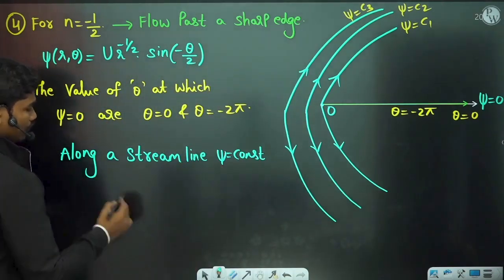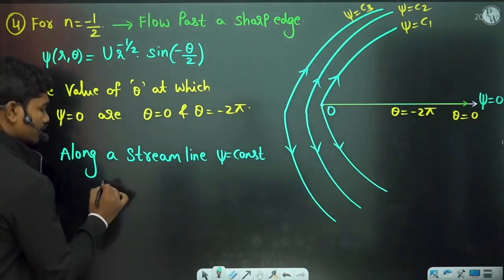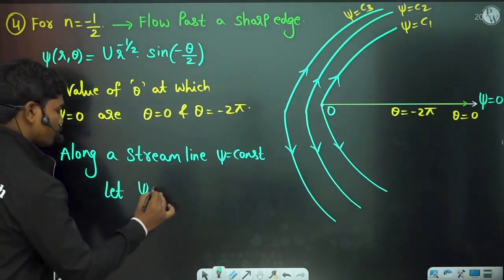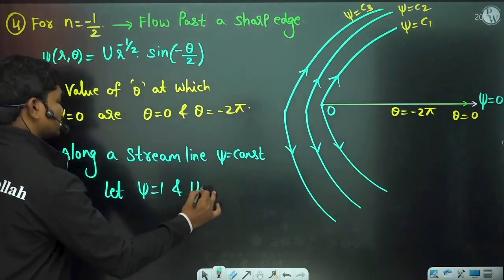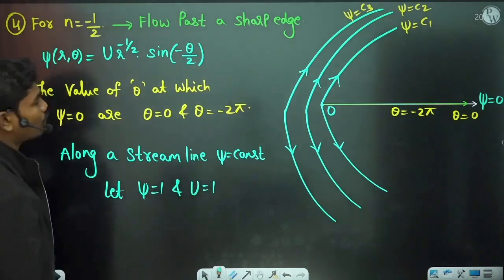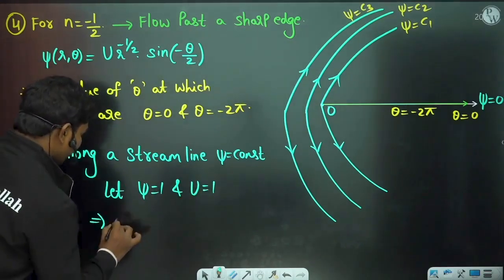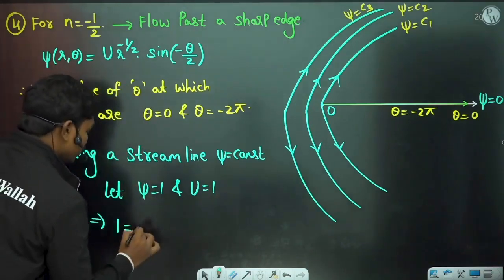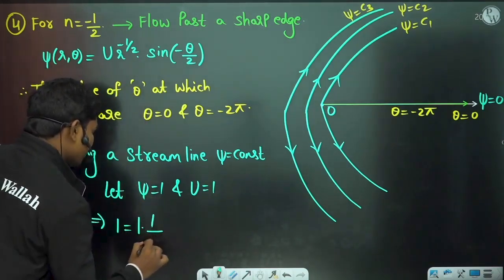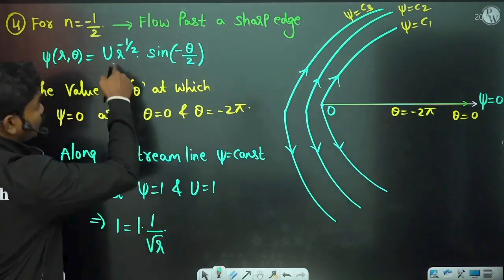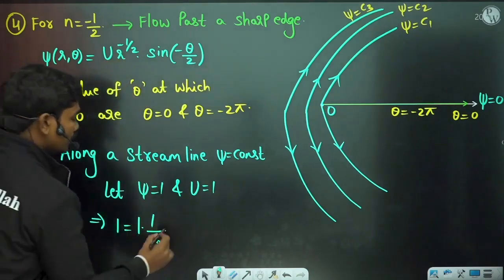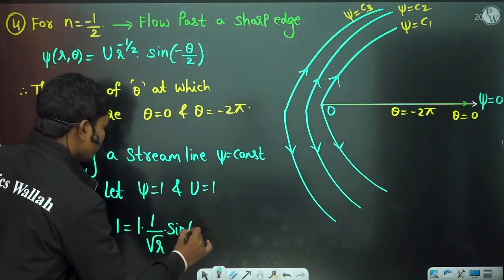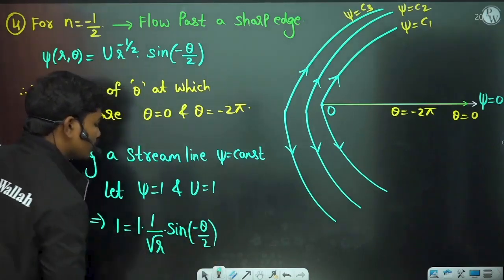So let us suppose psi is equal to, for example, 1, and u is also, for example, 1, for ease of calculation. Then this implies 1 is equal to 1 into r power 1 by 2, which is 1 by square root of r, actually. Okay, r power minus 1 by 2 is 1 by square root of r into sine minus theta by 2. So this is what we have.